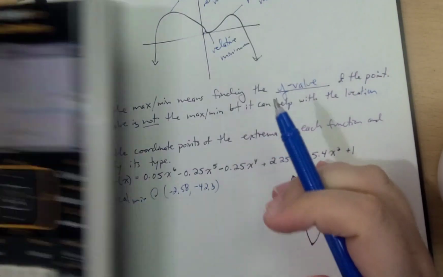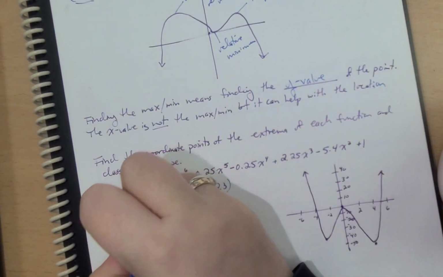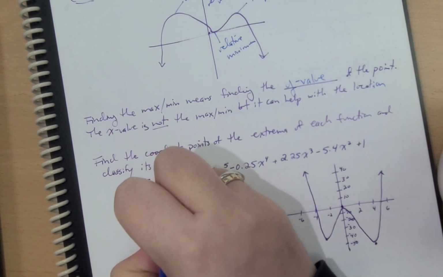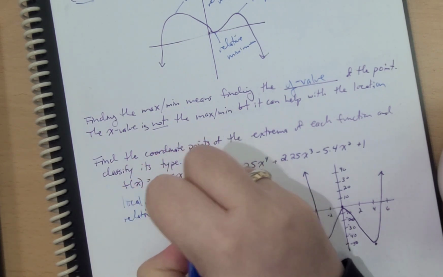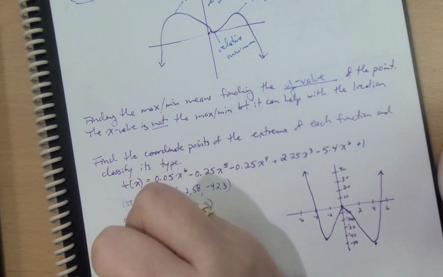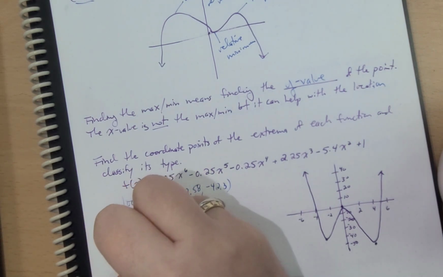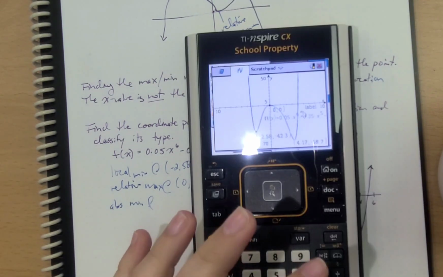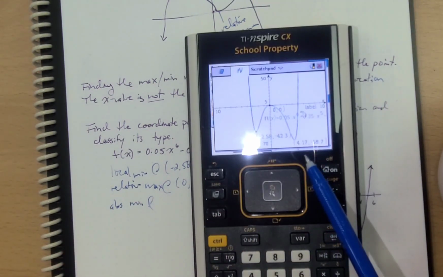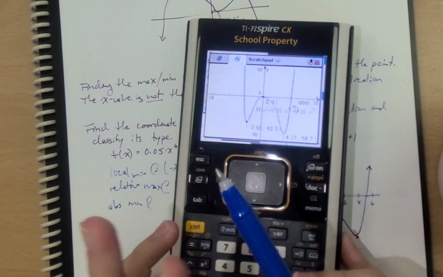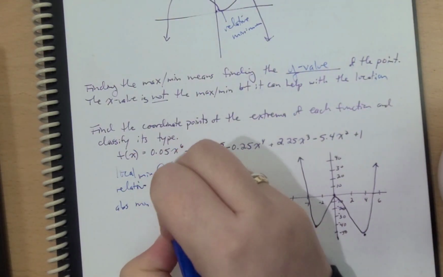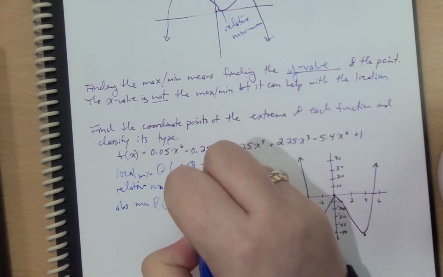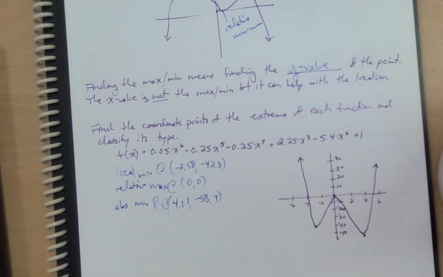Okay, so we've got a local, or this time I'm going to call it a relative maximum. Again, these are the same things at 0, 0. And then we can find our absolute minimum at, I'm going to pause so you don't have to watch me type in the calculator. Okay, and you can see here, we got our absolute minimum at 4.17, comma -58.7. Okay, so a lot of calculator work when we're finding these. All right, let's continue on.